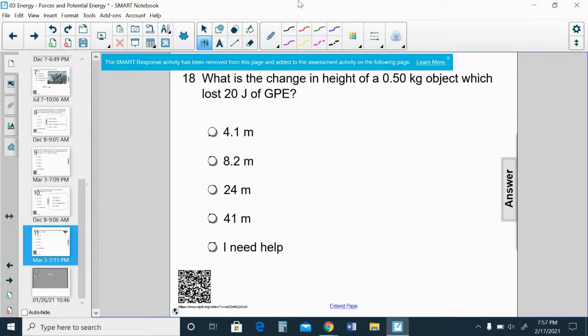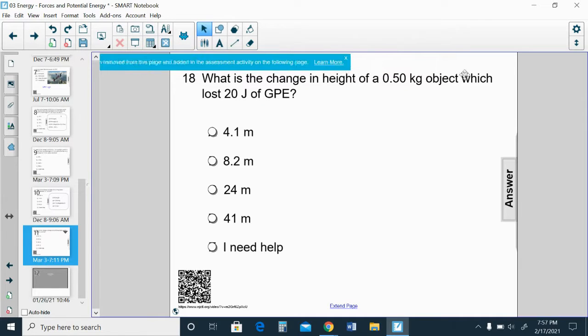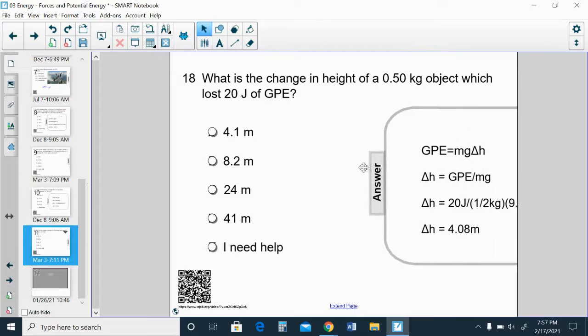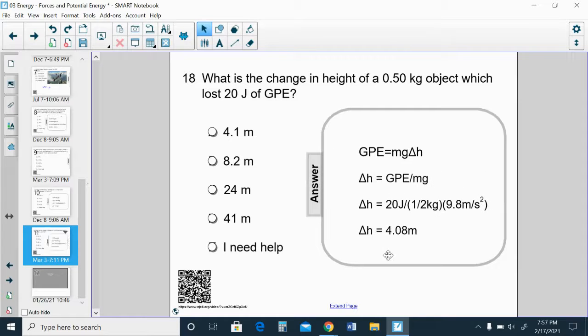What is the change in height of a 5 kilogram object which lost 20 joules of gravitational potential energy? For this one, the correct answer is 4.08 meters. Just rounding it to 4.1 would give you answer A. So again, you just rearrange the equation to solve for change in height, which gives you a change in height of 4.1 meters.